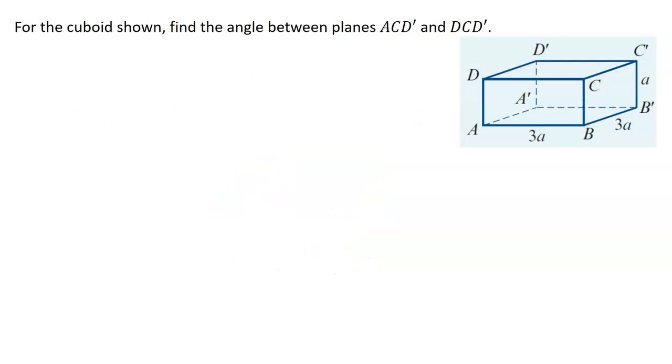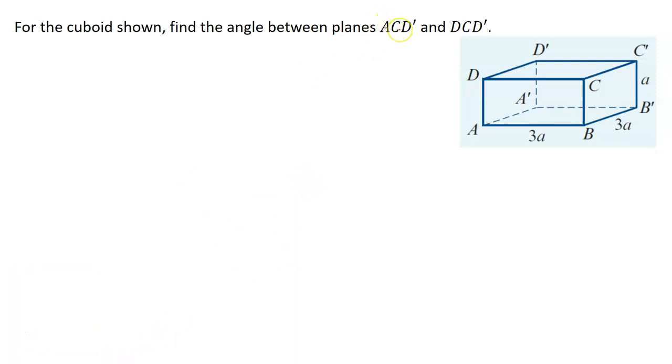So have a look at this cuboid here. It's A, B, C, D, A dash, B dash, C dash, D dash. We need to find the angle between the planes ACD dash and DCD dash. Now, that probably sounds more complicated than it looks when I say it. So we need to identify where these planes are.